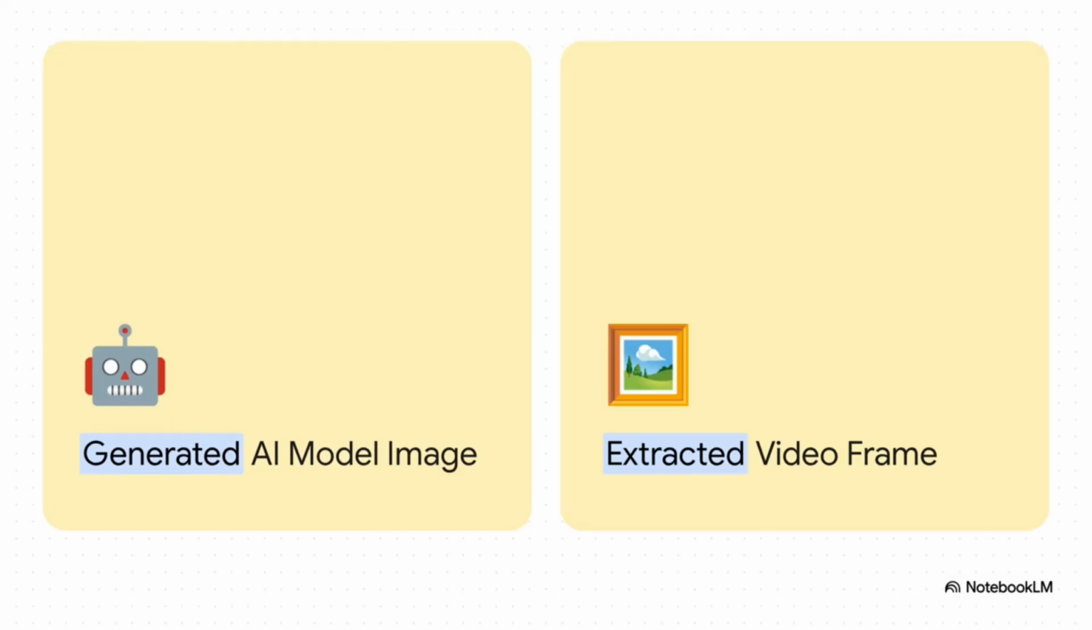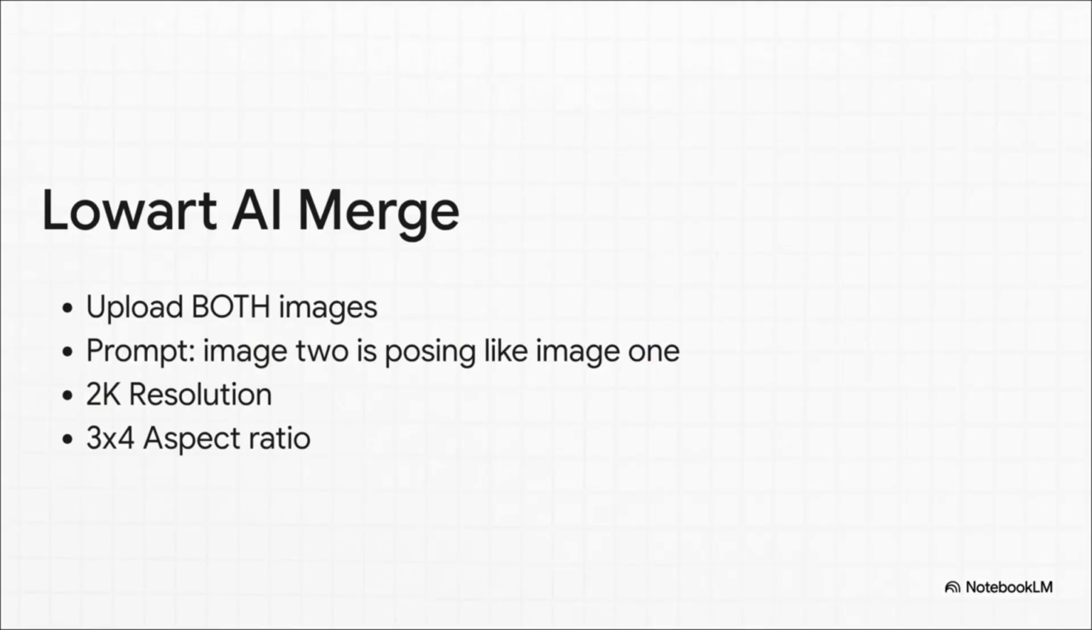So, let's take stock. We now have 2 distinct assets ready to go. On one hand, we've got our original generated AI face. On the other, our extracted action pose from the video. The next challenge? Fusing them together. To merge these, we're heading right back into LoArt AI. Upload both the generated model image and that newly extracted frame. And here is the secret sauce. You use a highly specific prompt telling the AI that image 2 is posing and dressing like image 1. Keep your resolution at 2K and that 3:4 aspect ratio. Hit create, and LoArt seamlessly blends the two. You get your unique character striking the exact pose from the video.